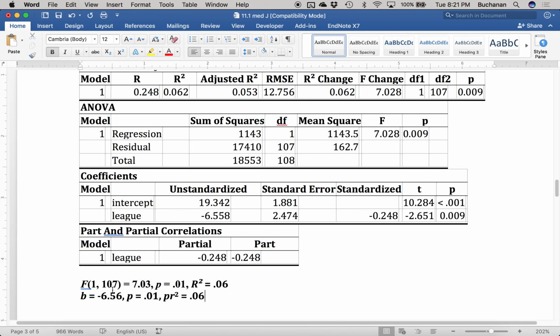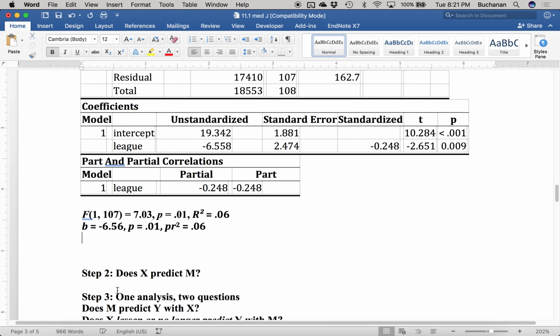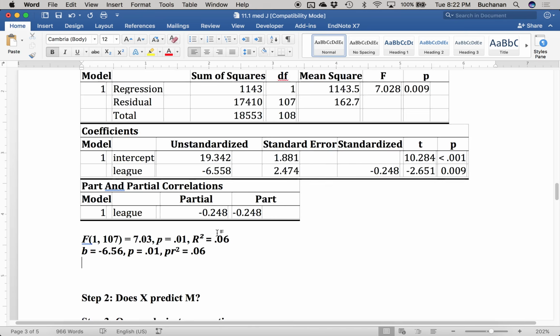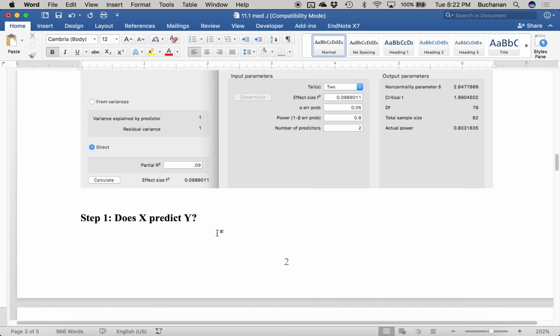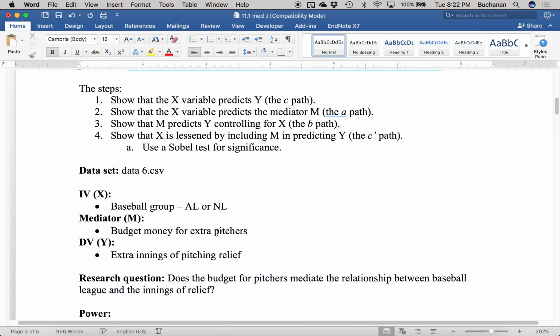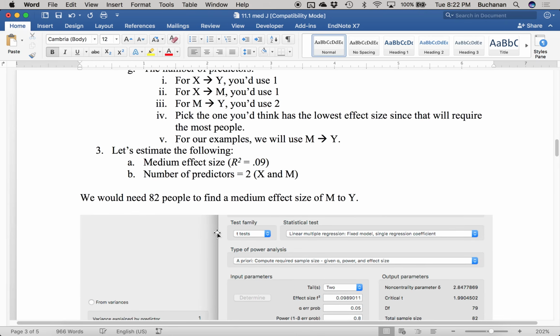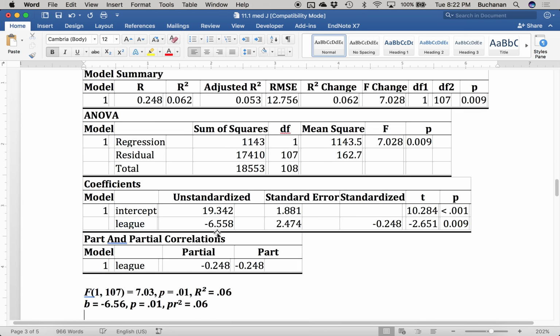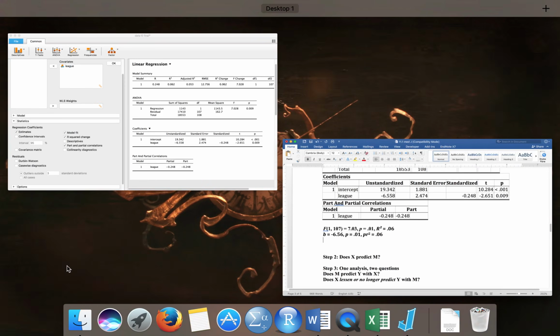Now, what does this mean? This is a categorical predictor. We talked about dummy coding a little while ago, but what does it mean when there is a categorical predictor here? I have to remember who's the zero group. We made the AL the zero group, and the slope is negative, so it's going down. That means the AL is spending more on our Y variable here, extra relief. Our AL group has more extra innings of relief needed.